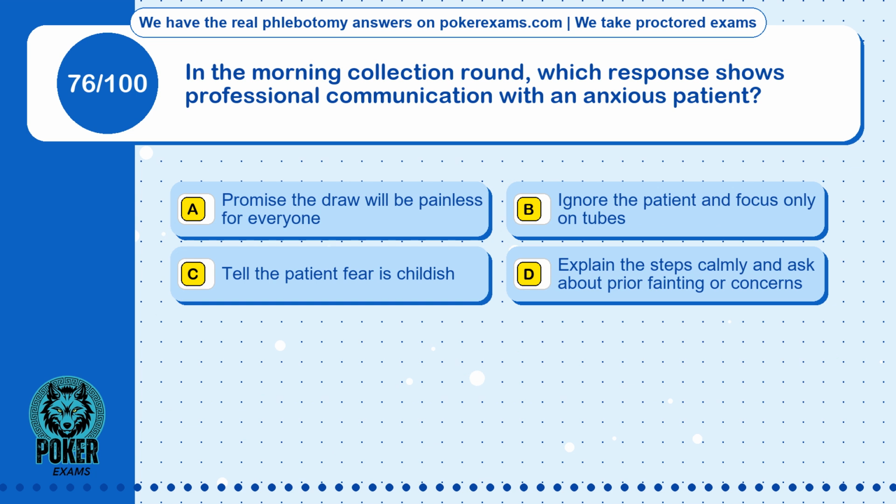Question 76. In the morning collection round, which response shows professional communication with an anxious patient? Option A. Promise the draw will be painless for everyone. Option B. Ignore the patient and focus only on tubes. Option C. Tell the patient fear is childish. Option D. Explain the steps calmly and ask about prior fainting or concerns.